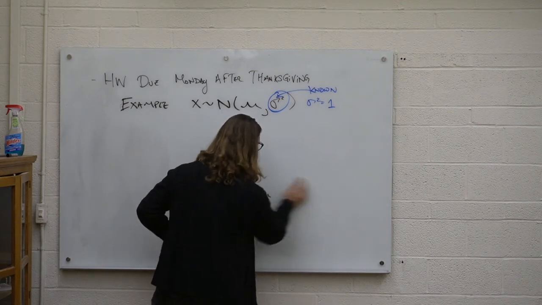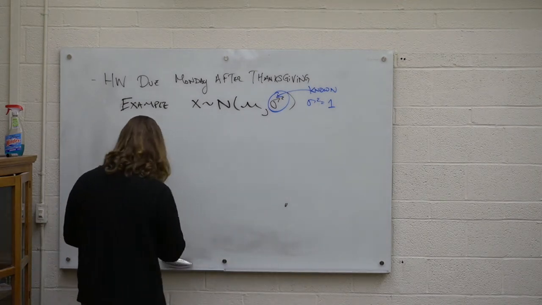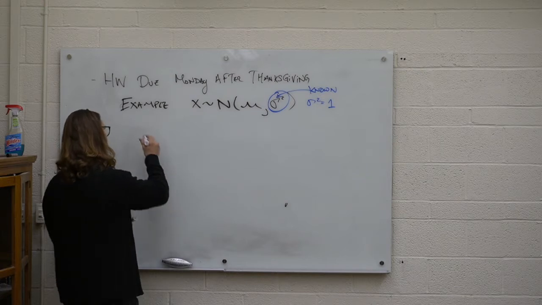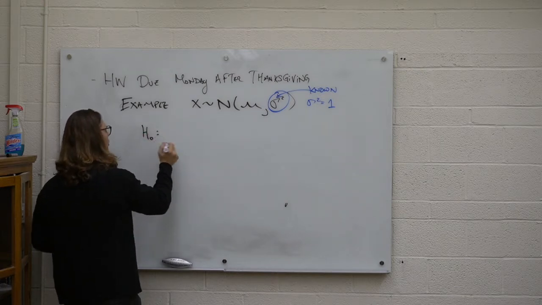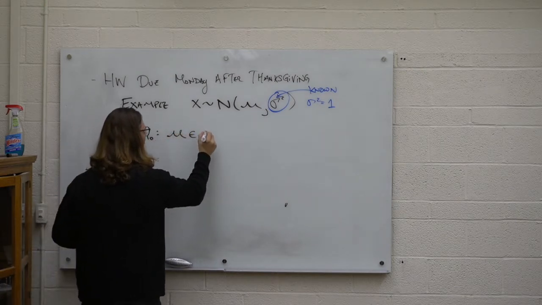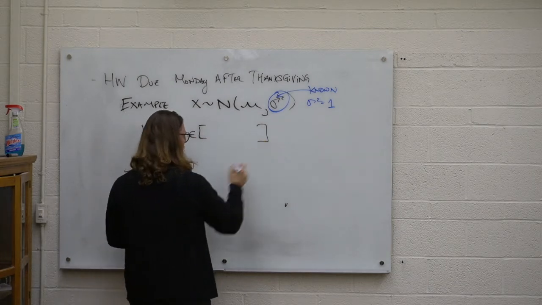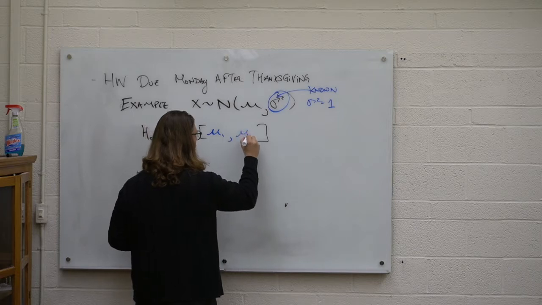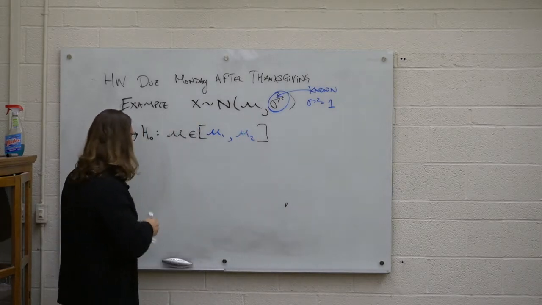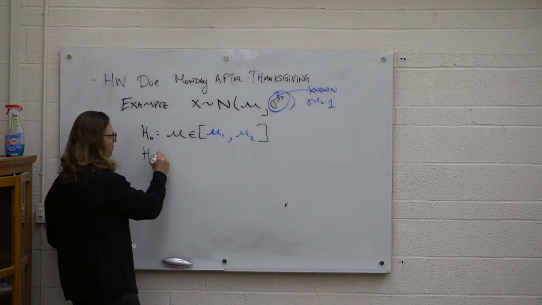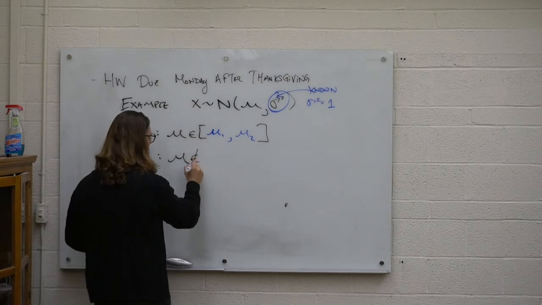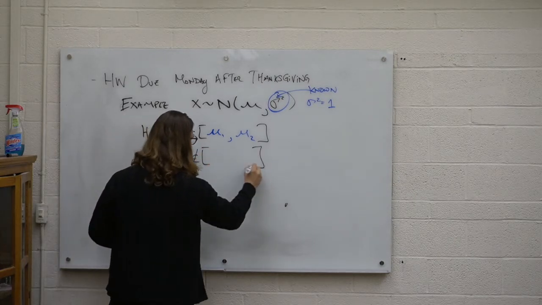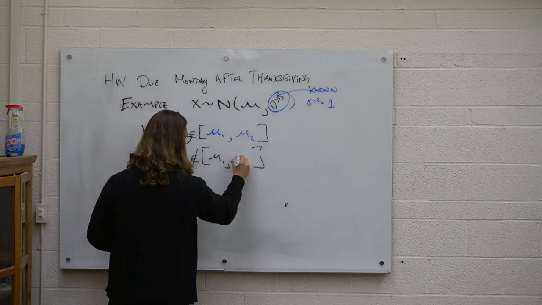So here is the hypothesis that Shervish wants to test. H naught: mu is an element of this set, mu1 and mu2. And the alternative is the complement of this: mu is not an element of mu1 and mu2.